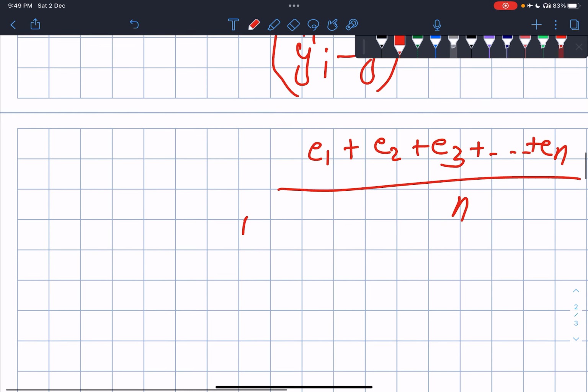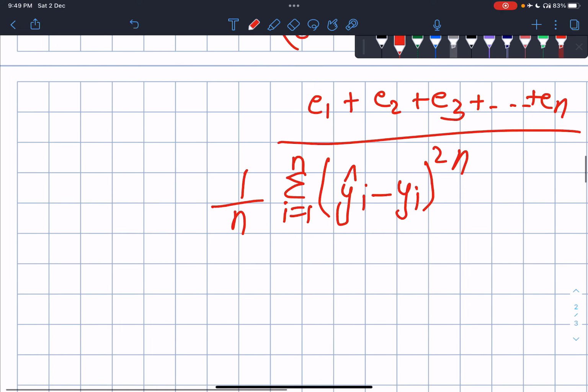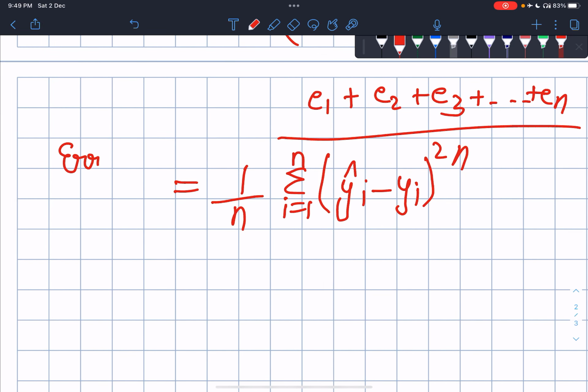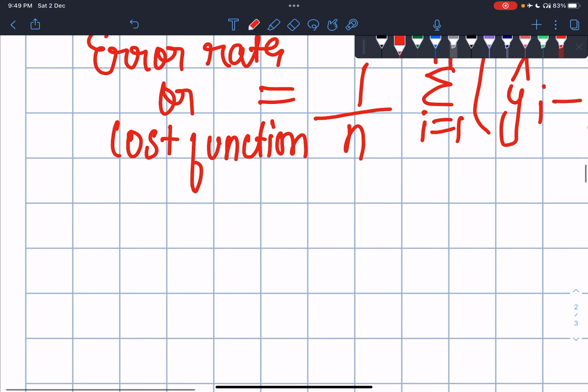Now how do we do it? We have the summation from i to n of y hat i minus y i, and we'll square it, and we'll get our error rate, or the cost function. The cost function will tell us how far our model's predicted value is from the real target variable.